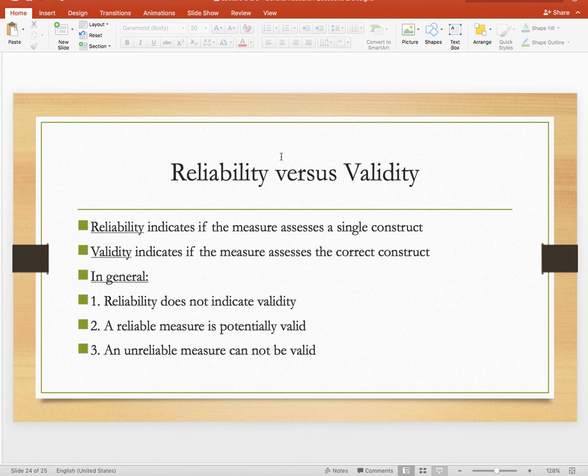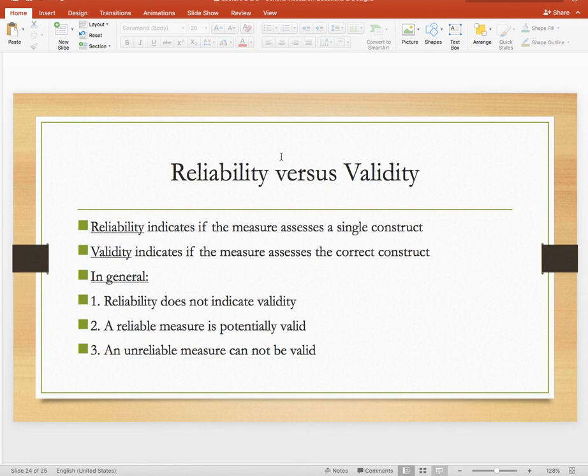Number 2, a reliable measure might potentially be valid. In other words, if you're measuring that one single construct, you might be measuring the right one. Again, I don't know if you're right or wrong. All I know is that you're measuring one single thing, so you might be right, but I know that you're not 100% right. That's why reliability doesn't indicate validity at all, but it might potentially indicate it. Everyone good?